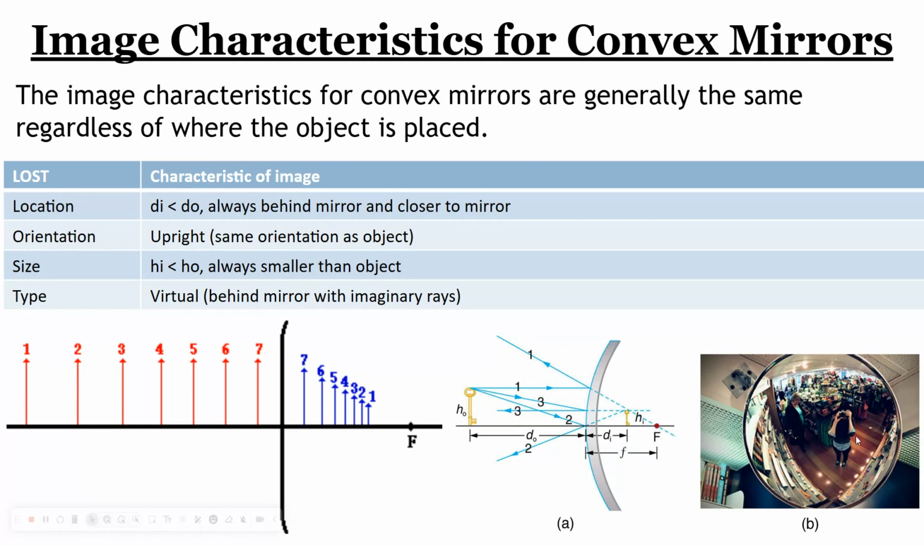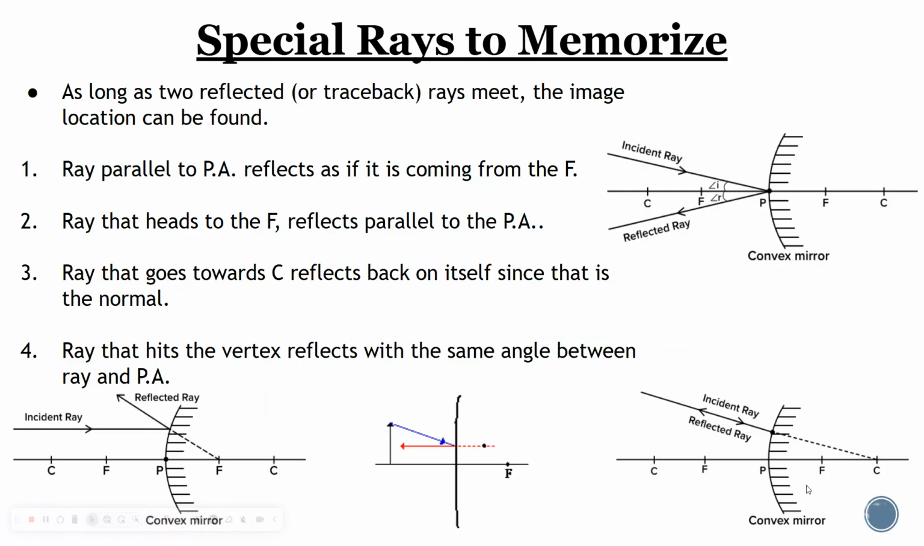And so someone who's looking in the mirror can see anyone in the store, what they're doing behind the shelving here, in case they're stealing. So that's one practical application of these convex mirrors.